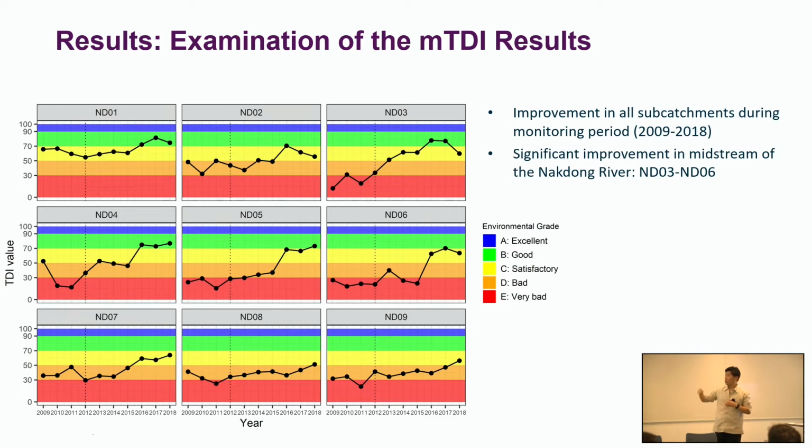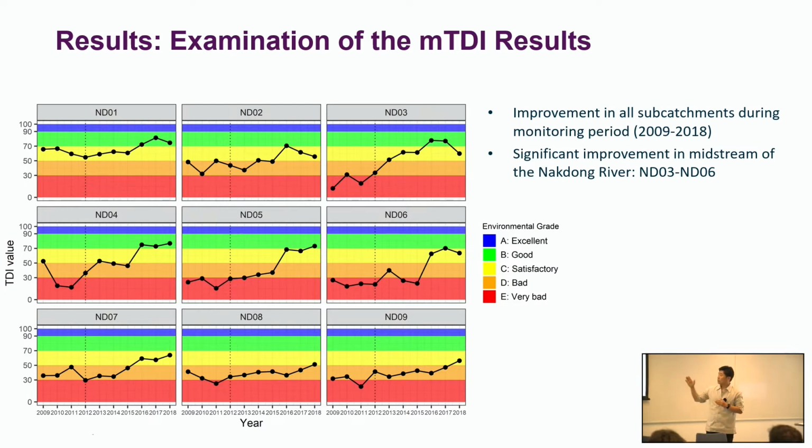Firstly, I examined the MTDI results. These are published by the South Korean government; these are just internal reports. From top to bottom, the results are presented by catchment level, and the vertical line in 2012 indicates the completion of the barrages.